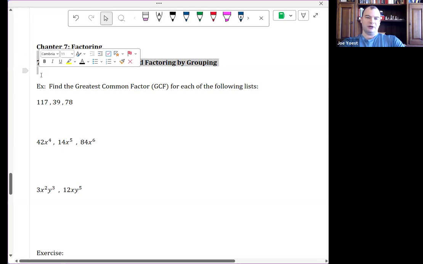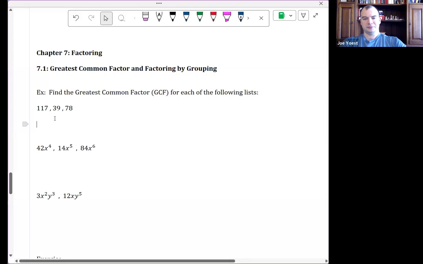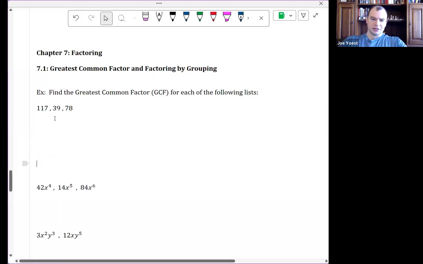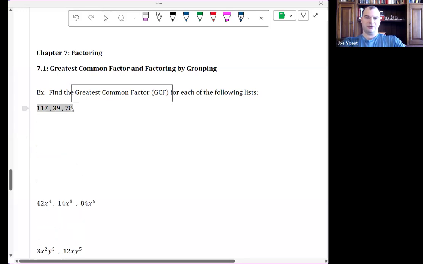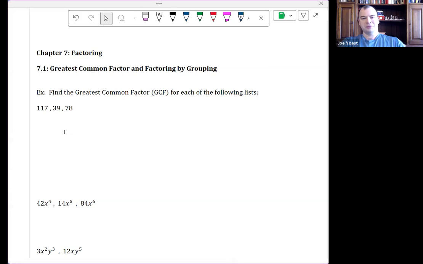Okay, so section 7.1, finding the greatest common factor and related to that, factoring by grouping. So we're going to start by just finding the greatest common factor. And let's actually just look at the greatest common factor of 3 numbers. So what do we mean when we say the greatest common factor? Well, let's actually even take 3 simpler numbers as a demonstration.